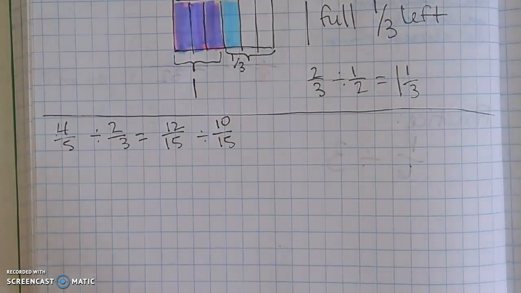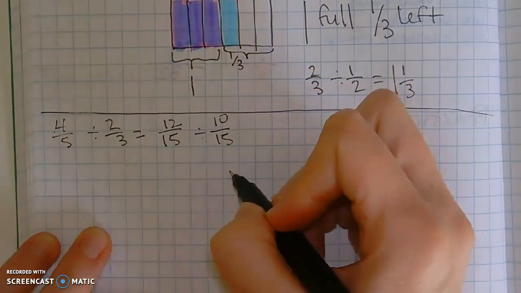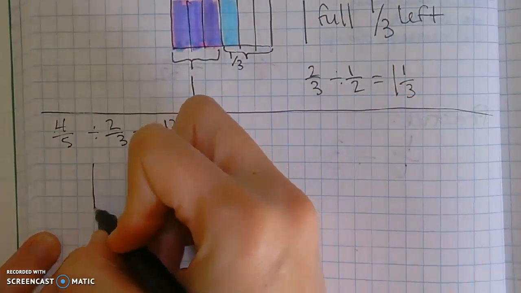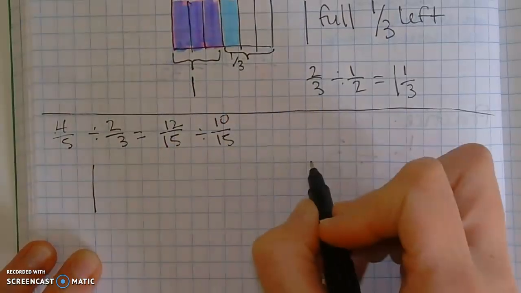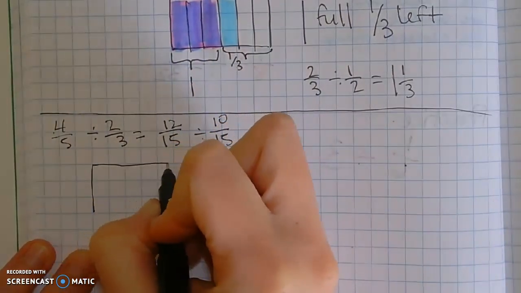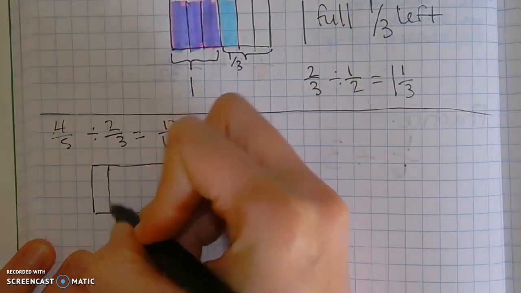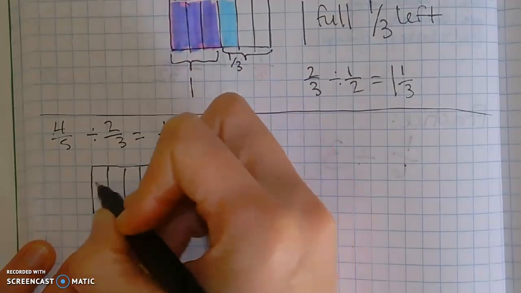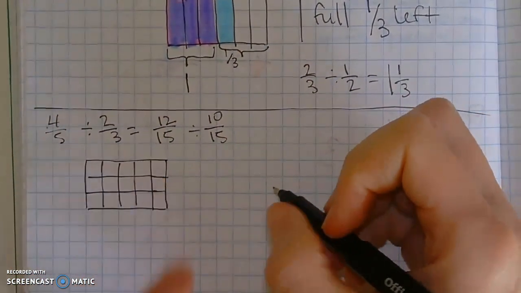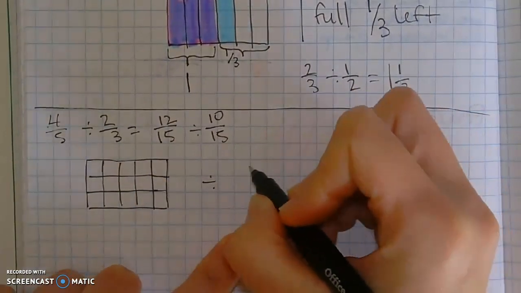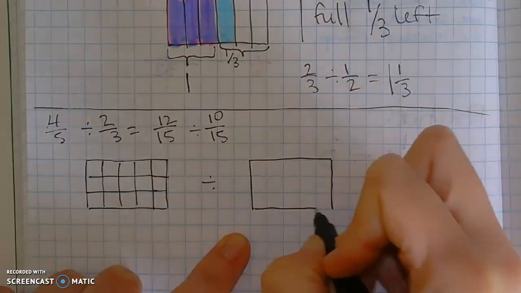So now I'm going to create my 2 models here. I'm going to do 12 15ths and 10 15ths. And I'm going to do a 3 by 5 because I don't want to have to draw 15 out this way. So I'm going to just do a 3 by 5 so I can get 15 squares in here. And you can do this instead if you're like, oh, I don't have to do 20 million bars. Okay, so I'm going to do my 12 15ths there. And I'm going to divide it by my 10 15ths.